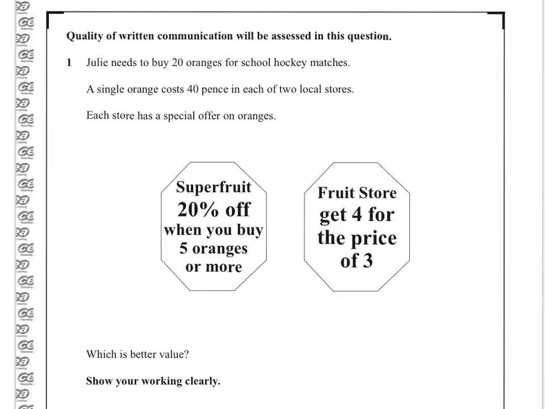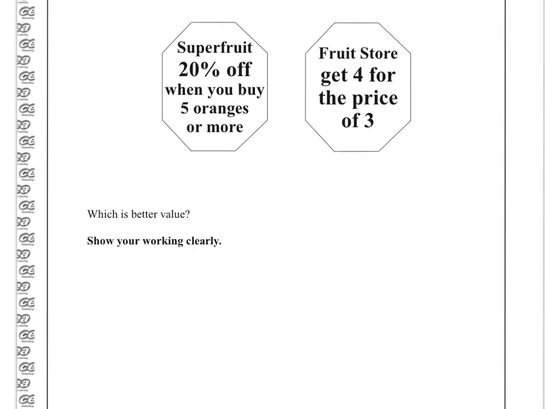So Julie needs to buy 20 oranges for the school hockey matches, and a single orange costs 40 pence in each store. So we need to work out which is better value. If we go to Superfruit, we've got to be careful here, quality of written communication is going to be tested. So we have to tell the examiner we're looking at Superfruit.